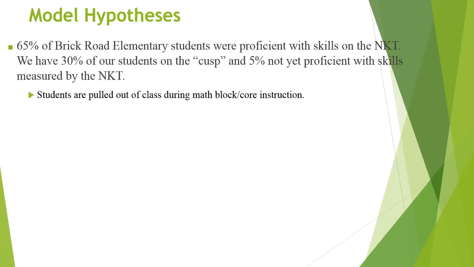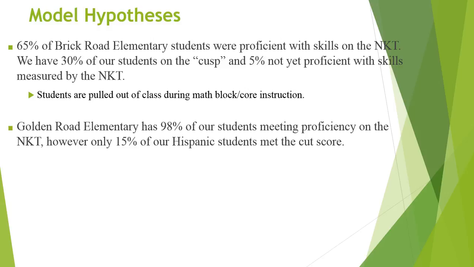Their hypothesis was that maybe students were pulled out of class during math block or core instruction. So they were wondering, of those 30% and or 5%, were those children that scored at that level being pulled out of class, so they weren't able to receive core instruction.